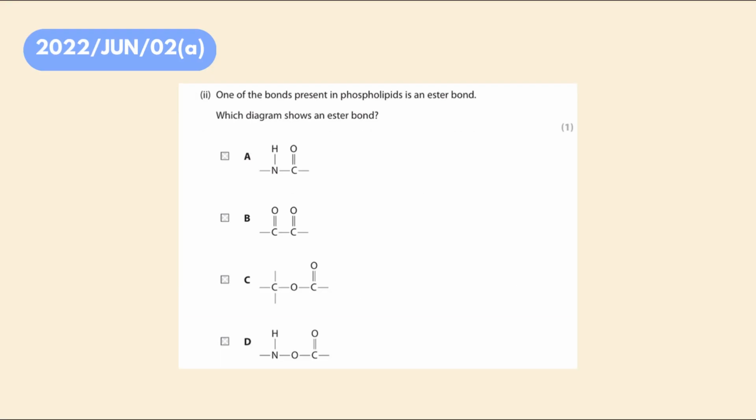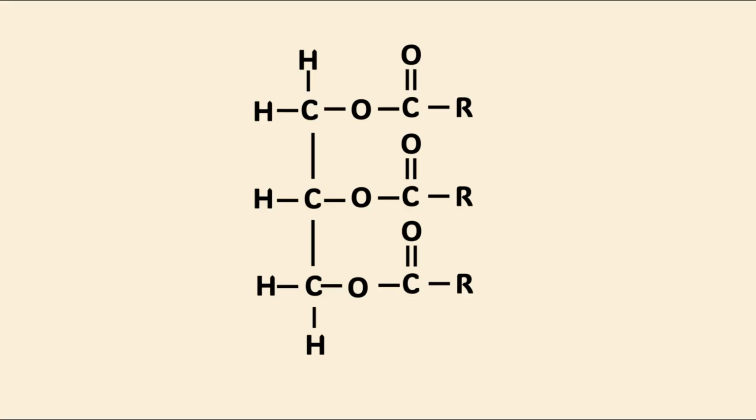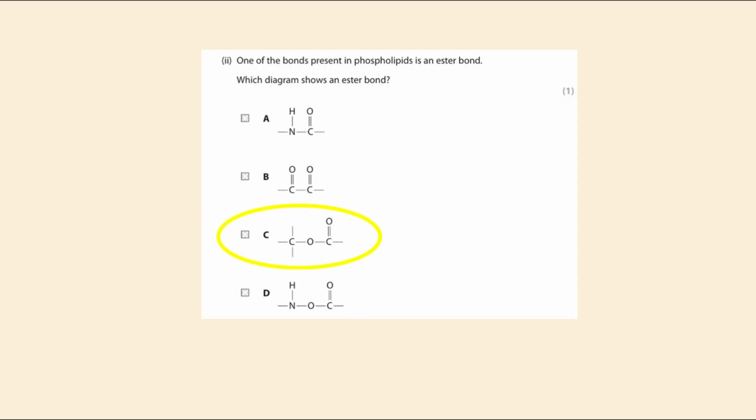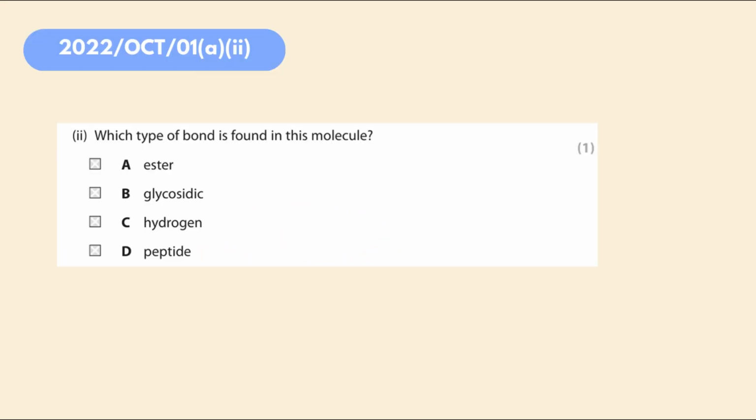So let's get back to the question from June 2022 paper, part B2. You are given a diagram of a triglyceride molecule and asked to identify the ester bond. A triglyceride contains three ester bonds formed between glycerol and the three fatty acids. So from the diagram, the correct answer is C. The next question is from the 2022 October paper, which is very straightforward. Which type of bond is found in this molecule? It's an ester bond.